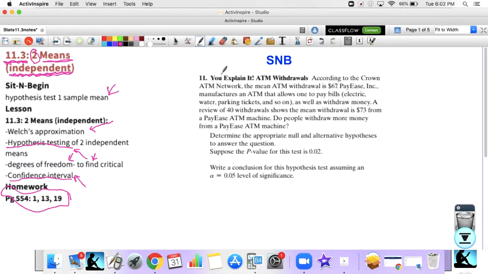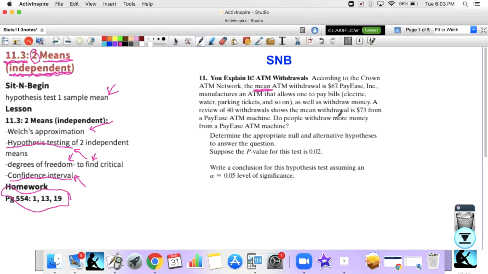So looking at this problem, ATM withdrawals. According to Crown ATM Network, the mean, and this is important to read, I know we're dealing with means today, but we want to make sure we recognize that in a problem. The mean withdrawal is $67. So generally speaking, people pull out $67 from ATMs. Payees Incorporated manufactures an ATM that allows one to pay bills as well as withdraw money. So they can do 2 things at that ATM. It's maybe a little more convenient. A review of 40 withdrawals shows that the mean withdrawal is $73 from the payee's ATM machine. Do people withdraw more money from this ATM machine?